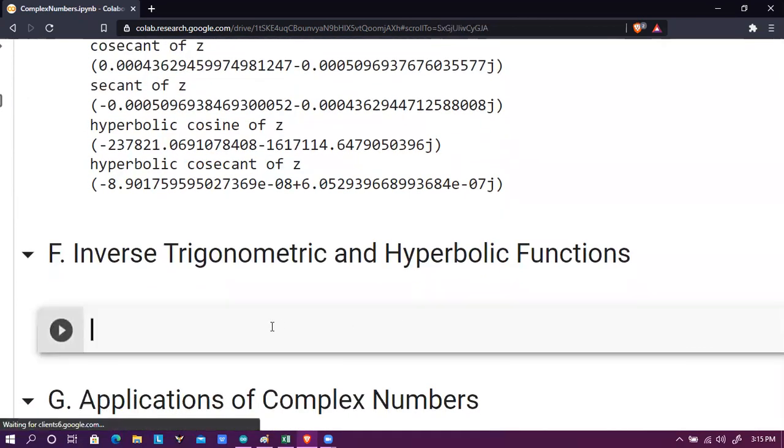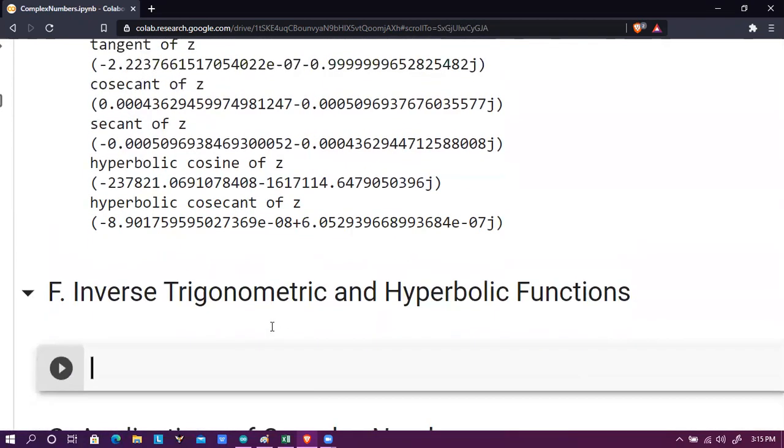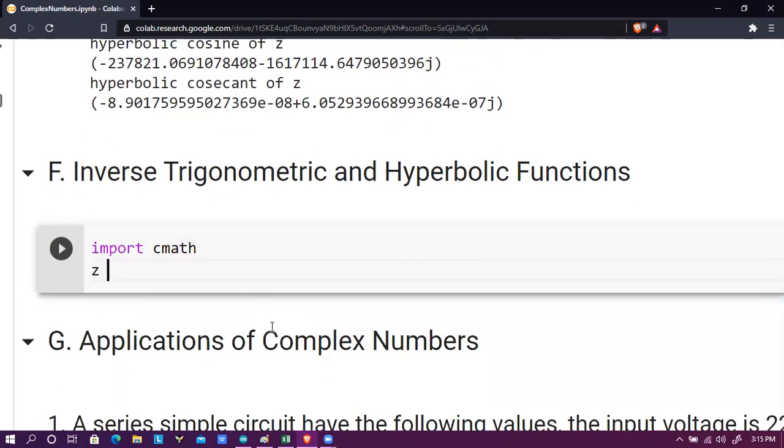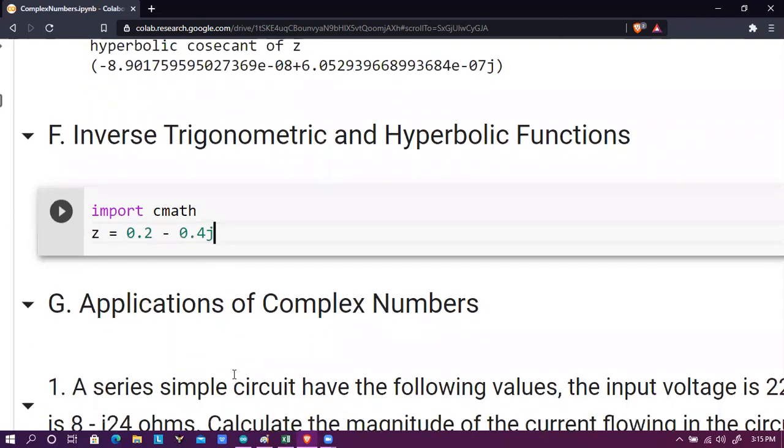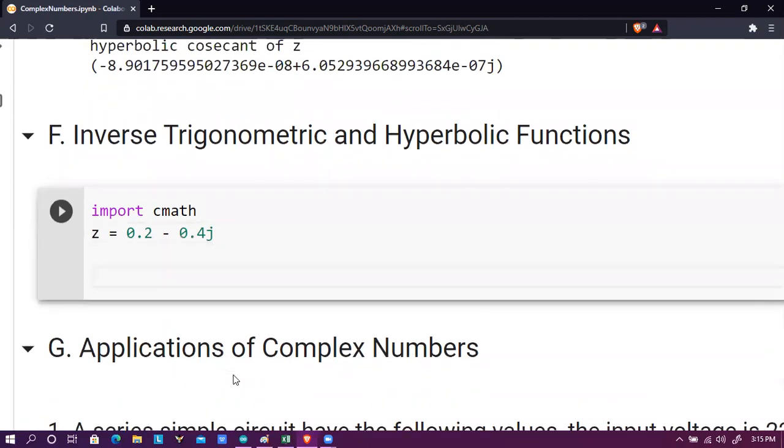Now, let's go to the inverse trigonometric and hyperbolic functions. For the inverse trigonometric, let's have this value. First, we are going to import the module cmath, and we have this value 0.2 minus 0.4j. This will be our value of Z. This time we are going to print the inverse.